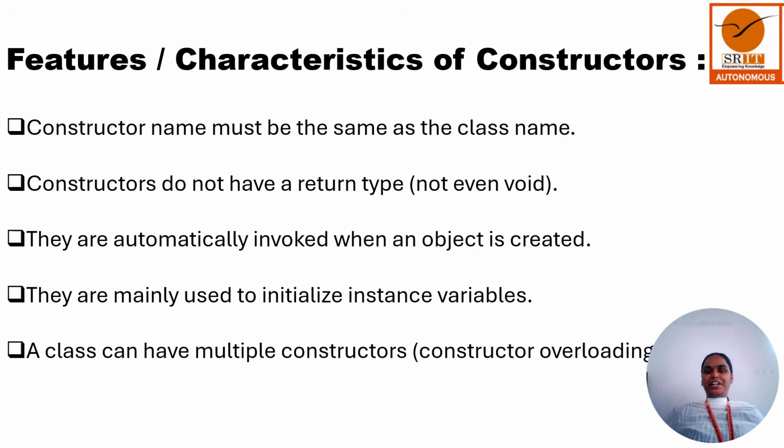The features of constructors include: constructor name must be same as the class name. Constructors do not have a return type. They are automatically invoked when an object is created. They are mainly used to initialize instance variables. A class can have multiple constructors.